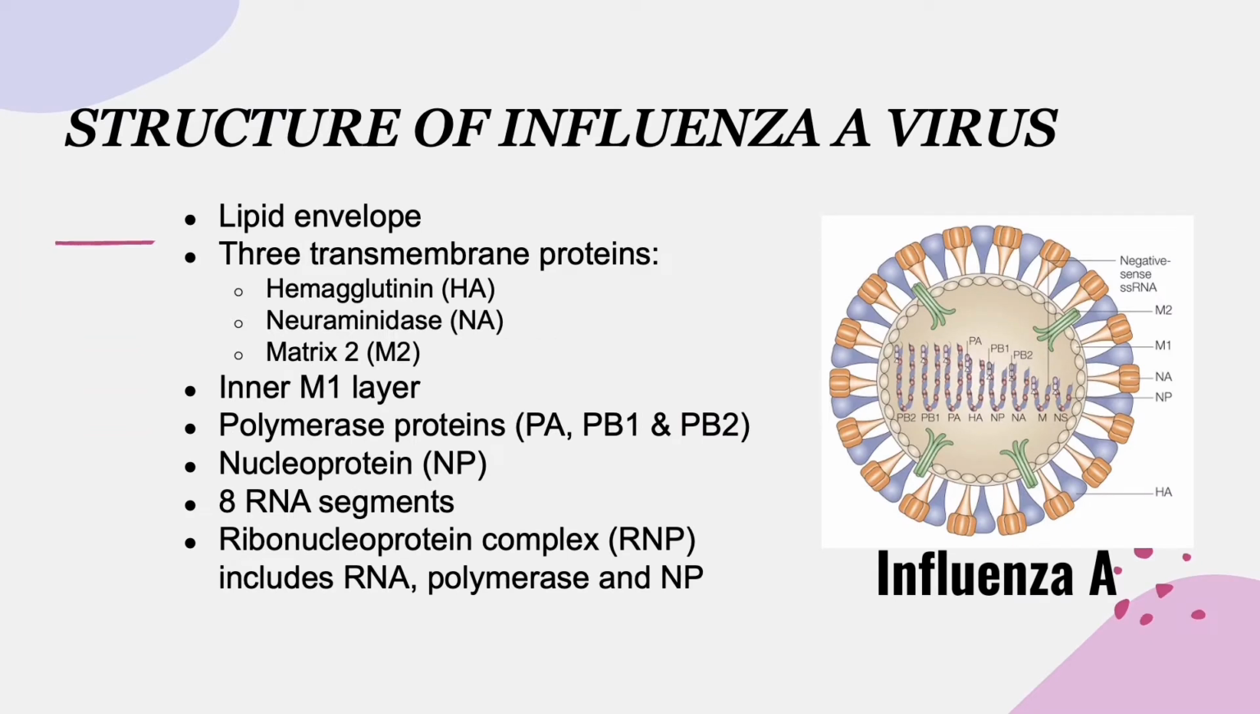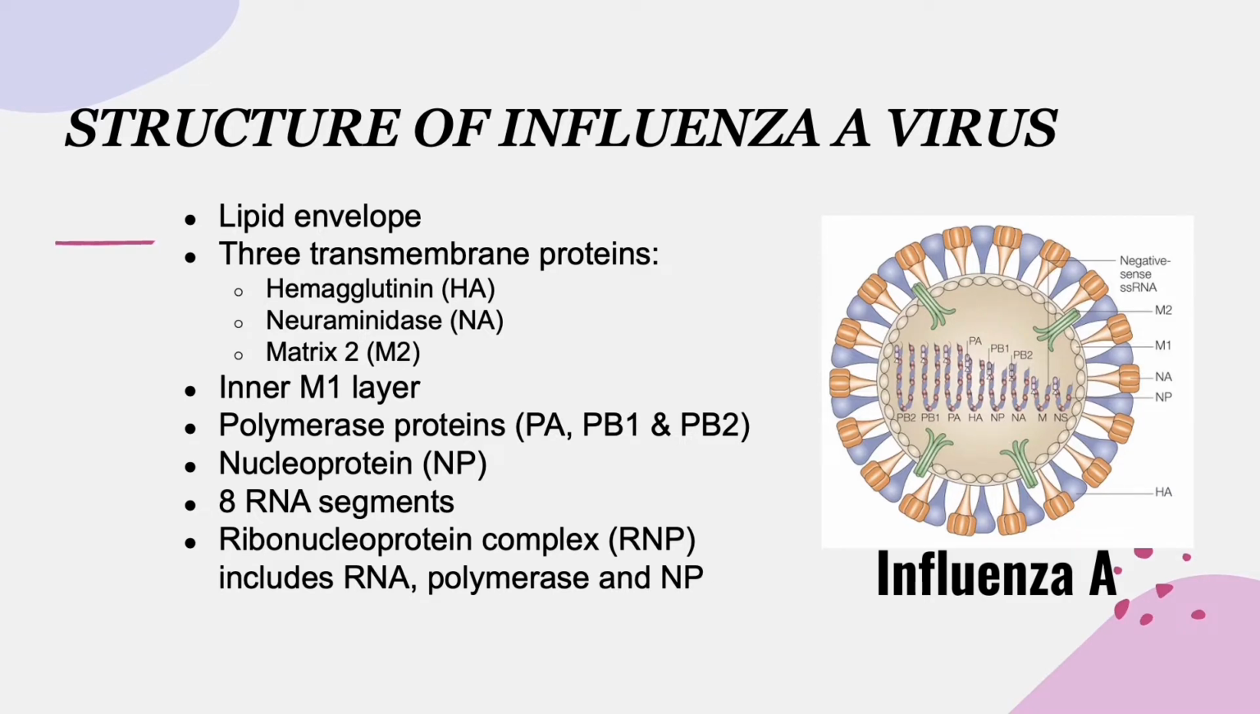The type A virus is composed of a lipid envelope embedded with major surface glycoproteins, hemagglutinin, neuraminidase, and, in smaller proportions, matrix 2 protein. The inner layer is matrix 1 protein together with the surface glycoproteins, surrounding the polymerase proteins PA, PB1, and PB2, and 8 RNA segments encapsulated as the ribonucleoprotein complex, RNP. Each RNP contains a viral RNA, a polymerase, and multiple copies of the nucleoprotein.